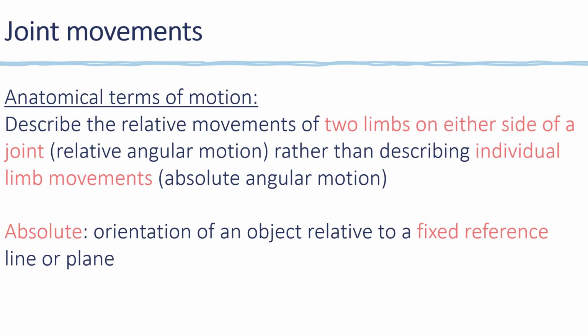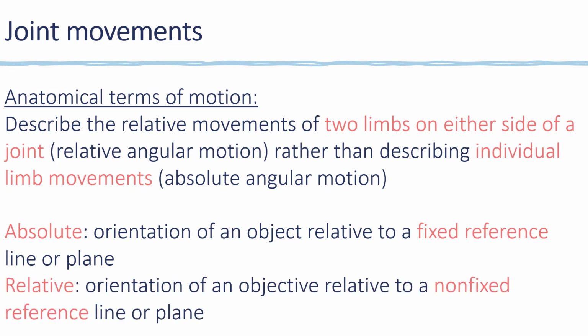So if you take your arm again, the absolute angle of the forearm could be described in reference to this sort of imaginary horizontal line. Now, on the other hand, relative angular position refers to the orientation of an object relative to a non-fixed reference line or a plane. So again, if you take your arm, the relative angle is formed between your upper arm and your forearm.